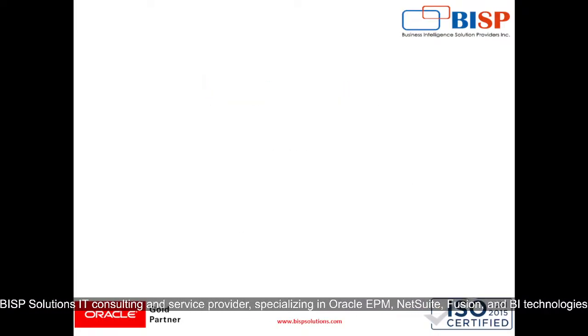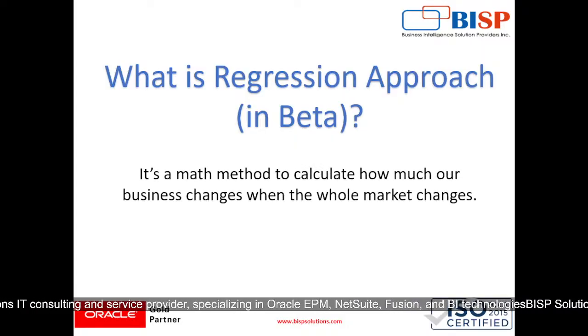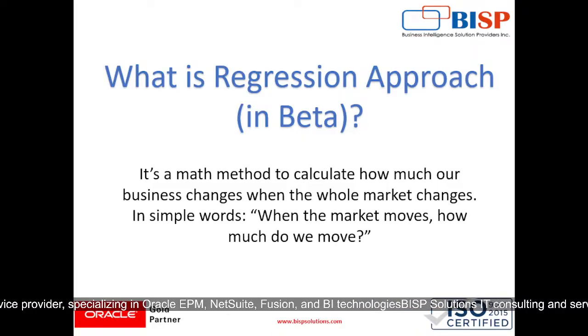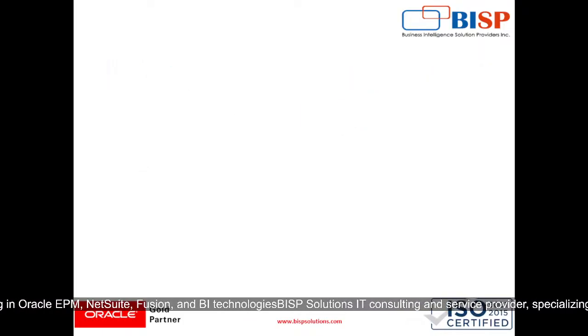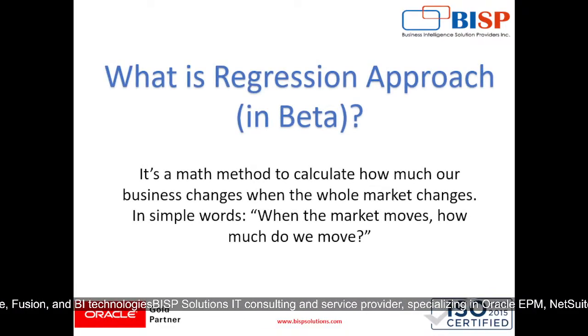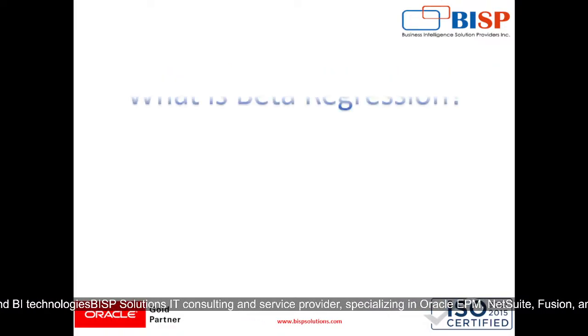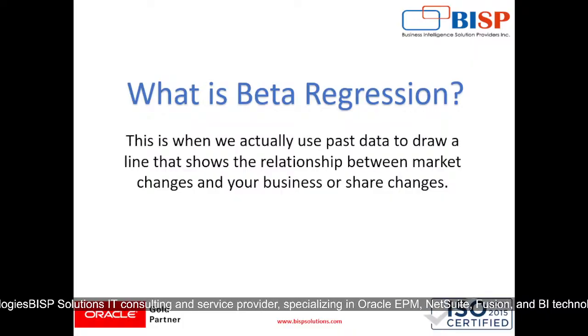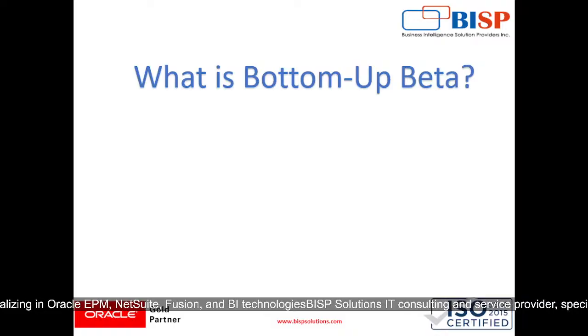Then comes what is the regression approach in beta. So it's a math calculation of how much our business changes when the whole market changes. In simple words, we can say when the market moves, how much do we move? After this, what is beta regression? So this is when we actually use past data to draw a line that shows the relationship between market changes and your business or share changes, right? In simple words, we can say when the market moves, how much do you move, right? So after that, what is bottoms up beta?